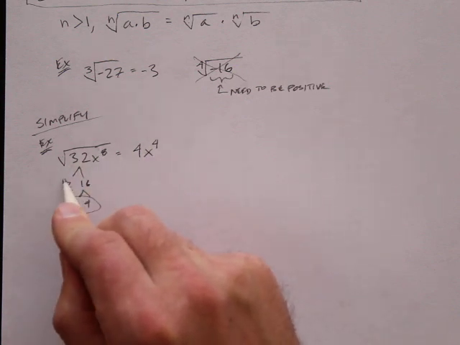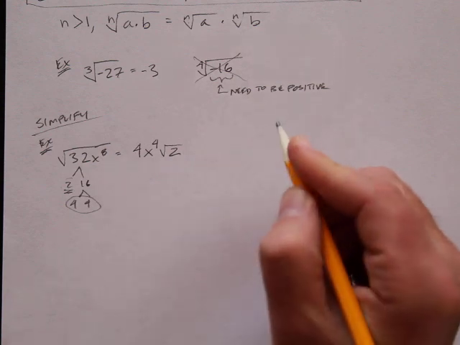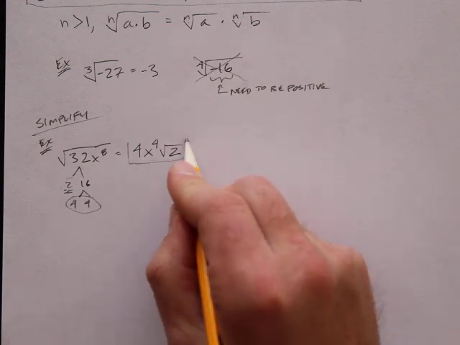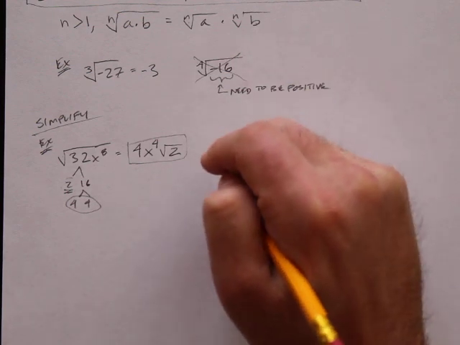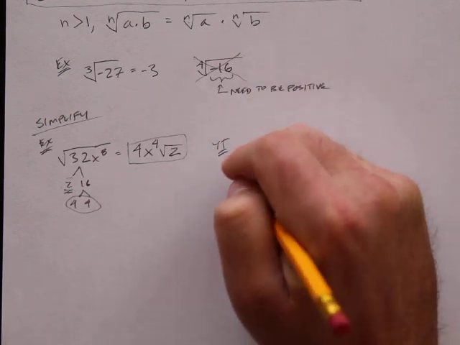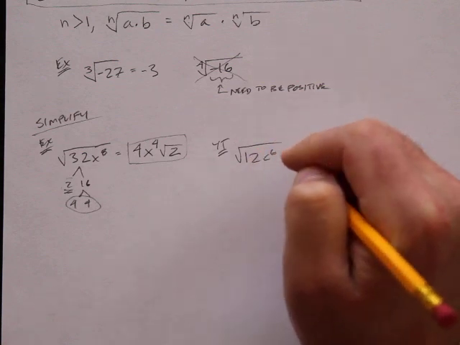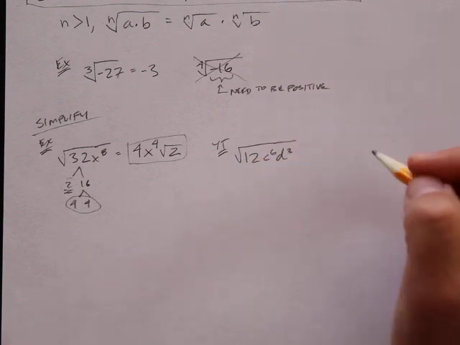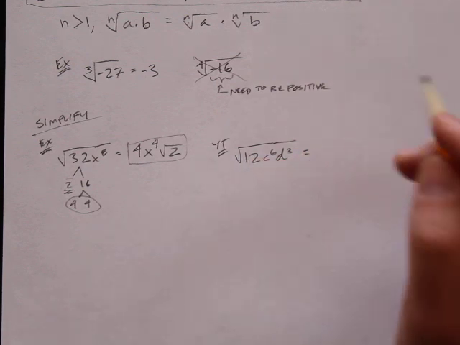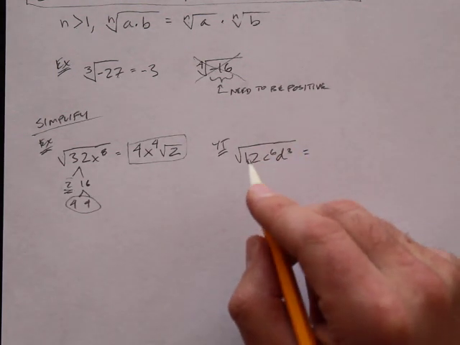That all looks good. Now I need to take care of this 2, and that one has to stay inside the radical. And so that's my answer there. You try this one. The square root of 12, c to the 6th power, d to the 3rd power. So this is the square root of these guys. Okay, so go ahead and pause and try to do this one. Okay, let's see how you did.